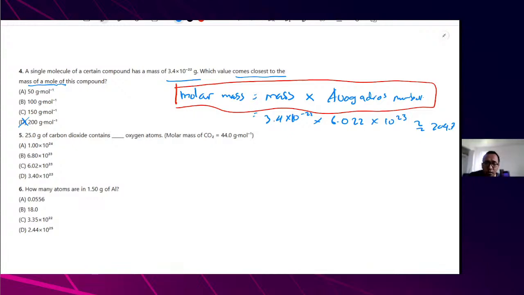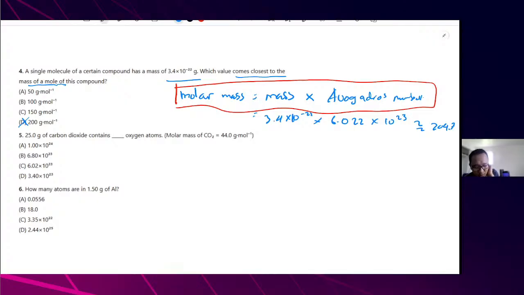So the question here is, how much do 6.022 times 10 to the 23 molecules weigh? So how much is that weight? You are told how much one molecule weighs. This is the key, the main point of this question.